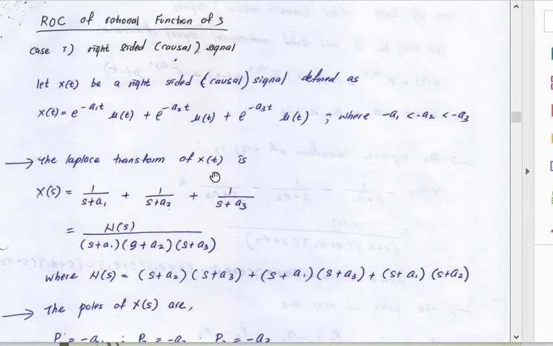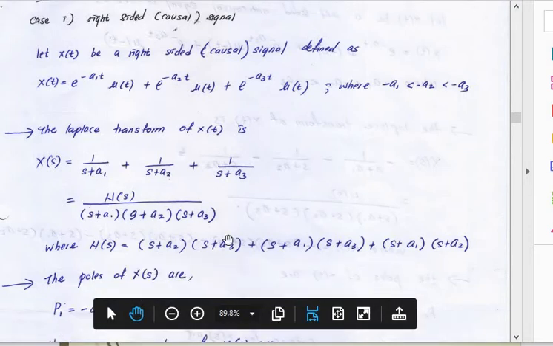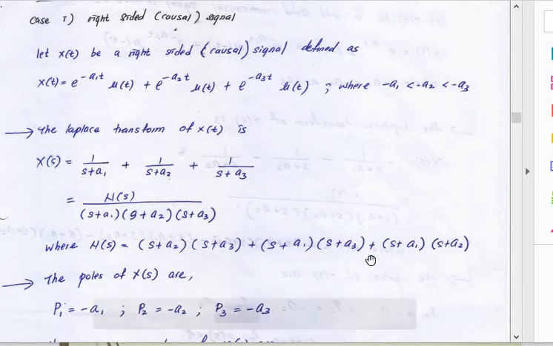So the Laplace transform of this one is this one. This is nothing special, just to tell you the Laplace transform of this one is this.